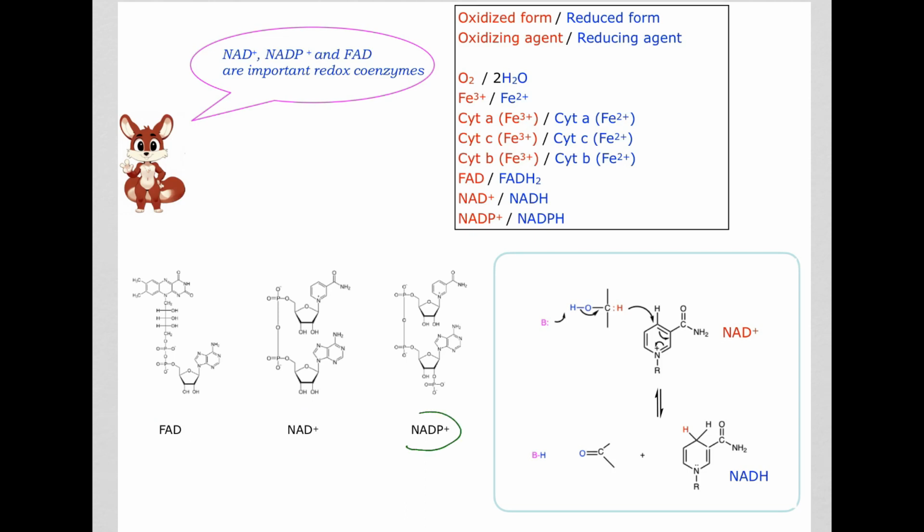NADP, which we'll discuss in future metabolic reactions, is very similar to NAD. The only difference you can see is the presence of a phosphate here that is not present in NAD. So although NADP has a structure very similar to NAD, as we shall see in future videos, the biological function of NADP is quite different from that of NAD.